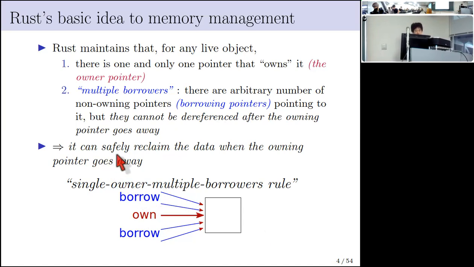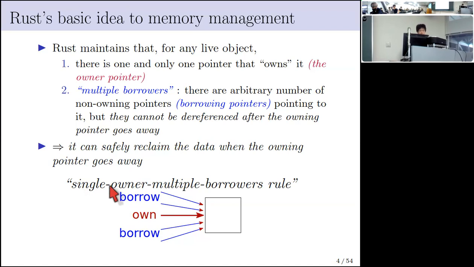Then it is safe to reclaim this data at the time the owning pointer goes away. So basically what Rust does is somehow maintain or identify the owning pointer of each object and reclaim each object when its owning pointer goes away. And it makes sure that other pointers, the borrowing pointers, are not dereferenced when the object's owning pointer goes away. So this is the basic idea.